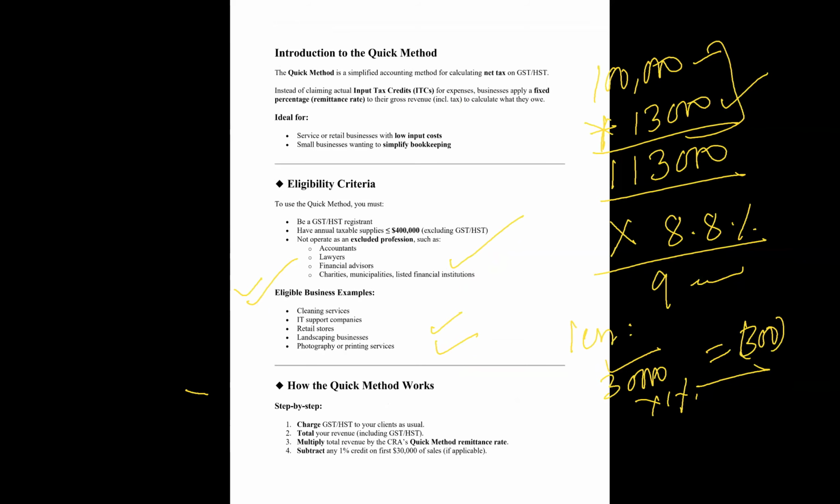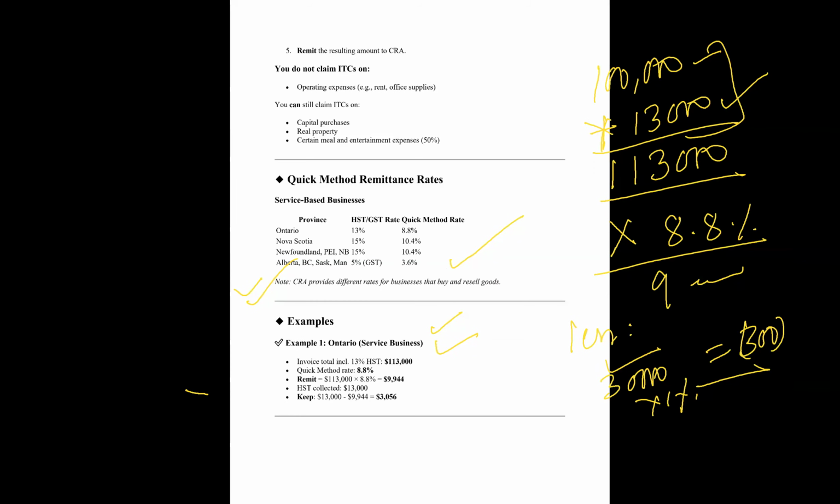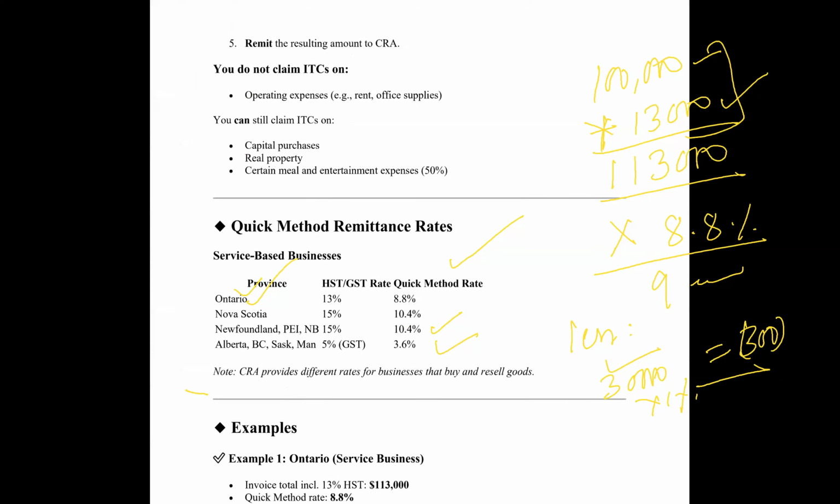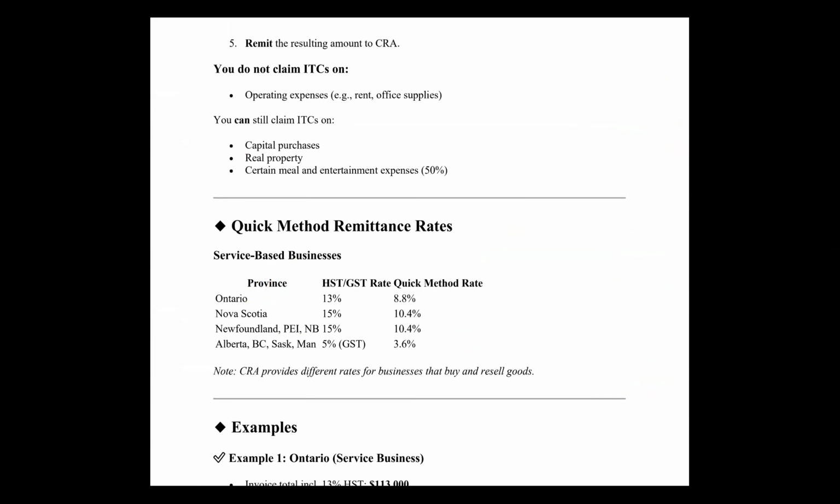The fourth step is done. Then the fifth one. Then the remaining amount, the payable amount, what should you do? You will remit to the CRA, meaning you will pay. The amount was 9,600 something that we calculated, right? That you will pay to the CRA.